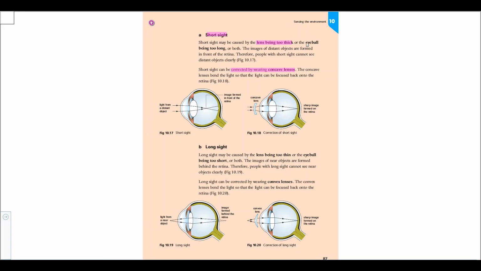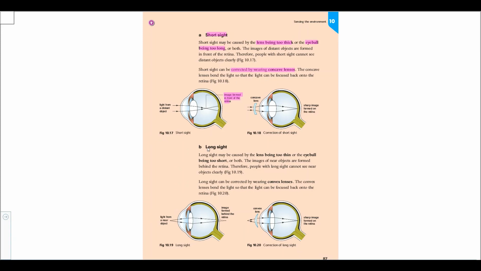And here it mentioned another problem is the eyeball being too long. So with the eyeball being too long, again, the result would be the image formed in front of the retina. So remember, short sight is the image formed in front of the retina. This is the most important point. So lens being too thick, eyeball being too long, these two will cause the image to be formed in front of the retina. And so it's wearing a concave lens, to bend the light away, okay, so make them separate first and then converge, get together again. So this is short sight.